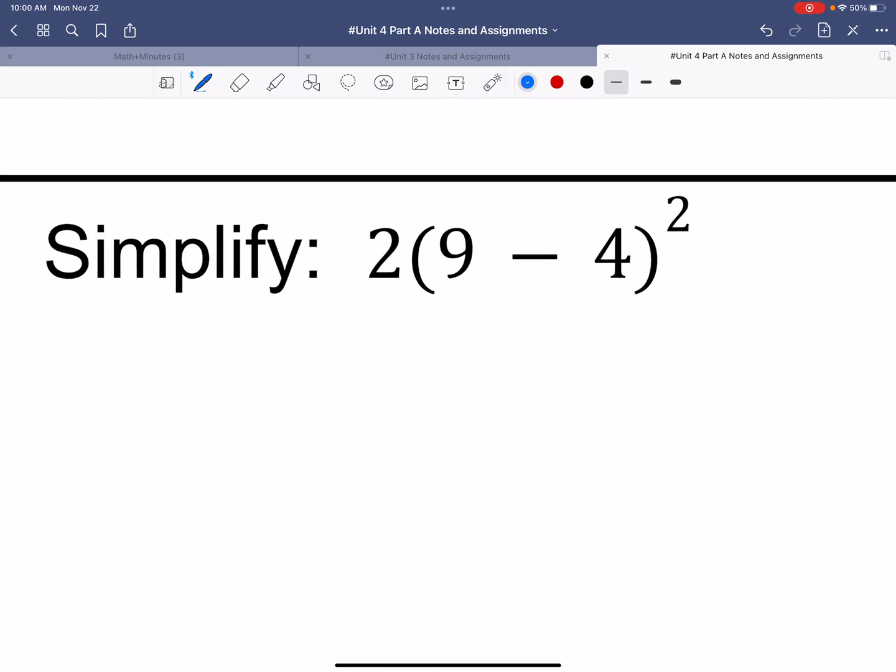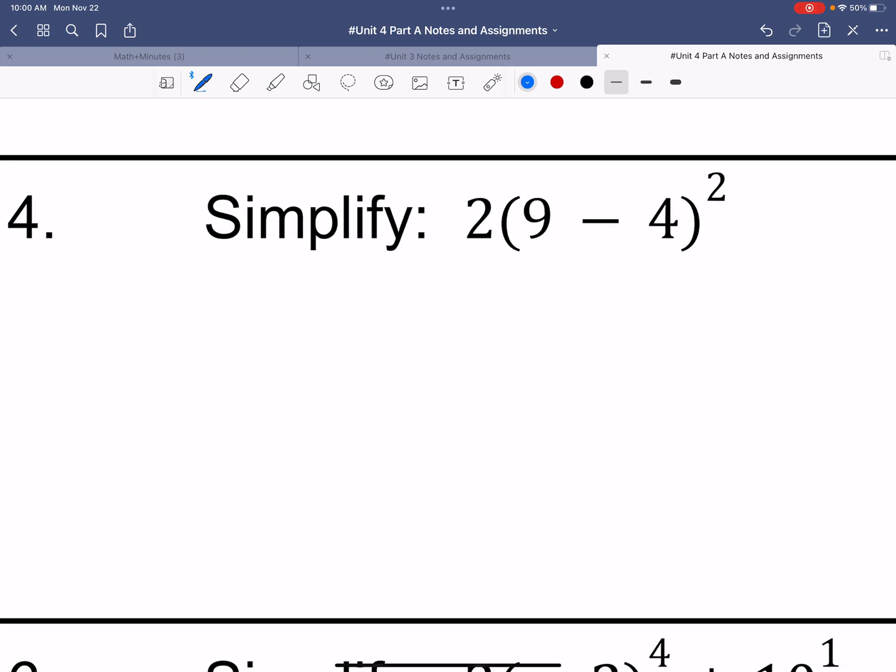Isaiah, what do you think I should do first here on this problem? We've got some grouping symbols, so what should we do first? 9 minus 4. 9 minus 4 gives us 5. Let's keep the parentheses around there. Are you all writing this down just like I am? Some of you might be using a gel pen or something like that. That's cool.